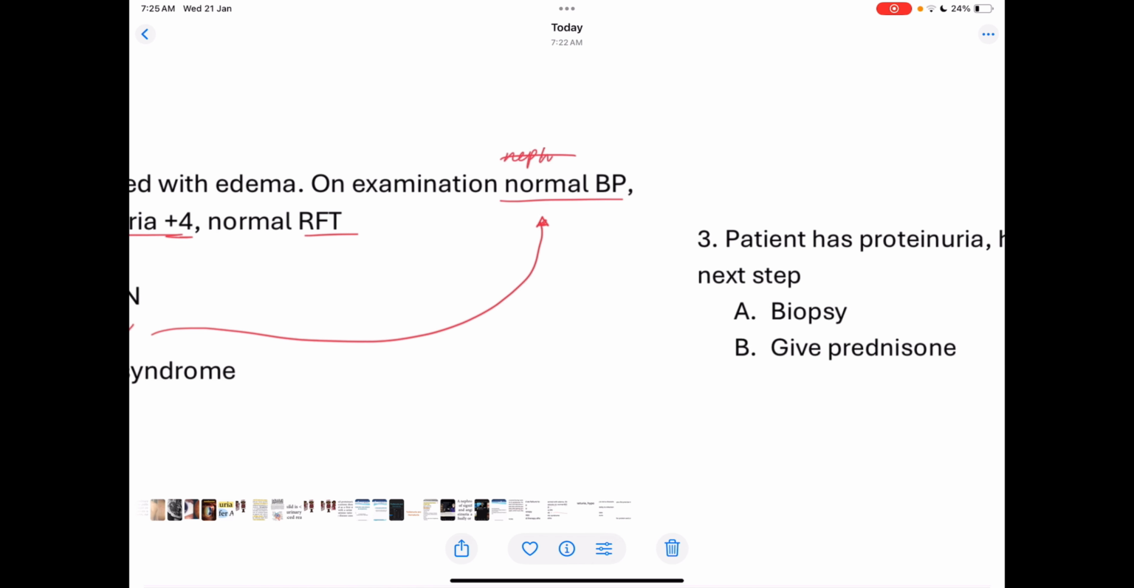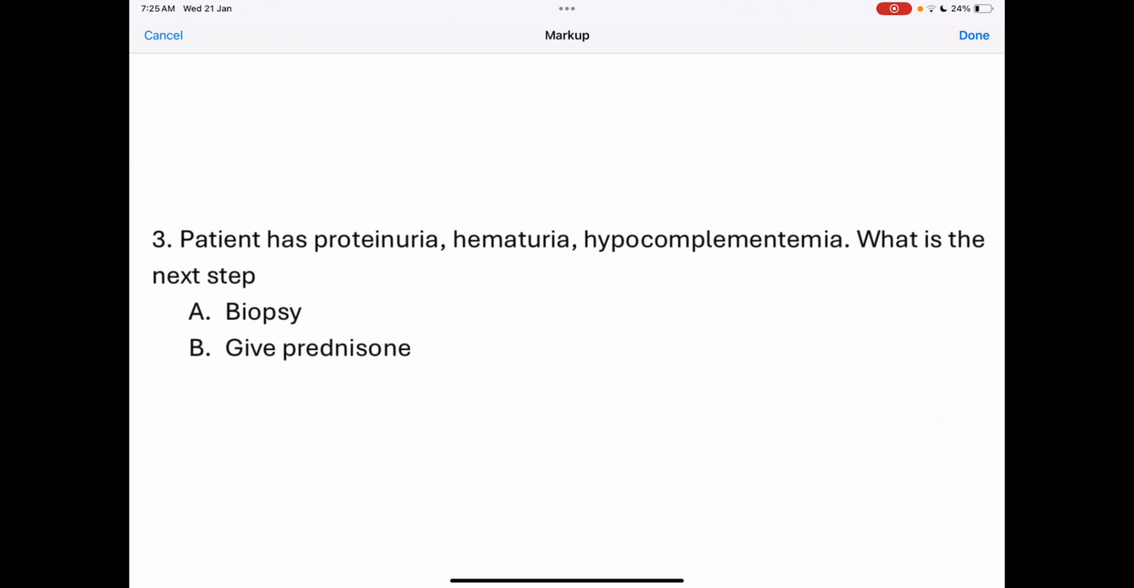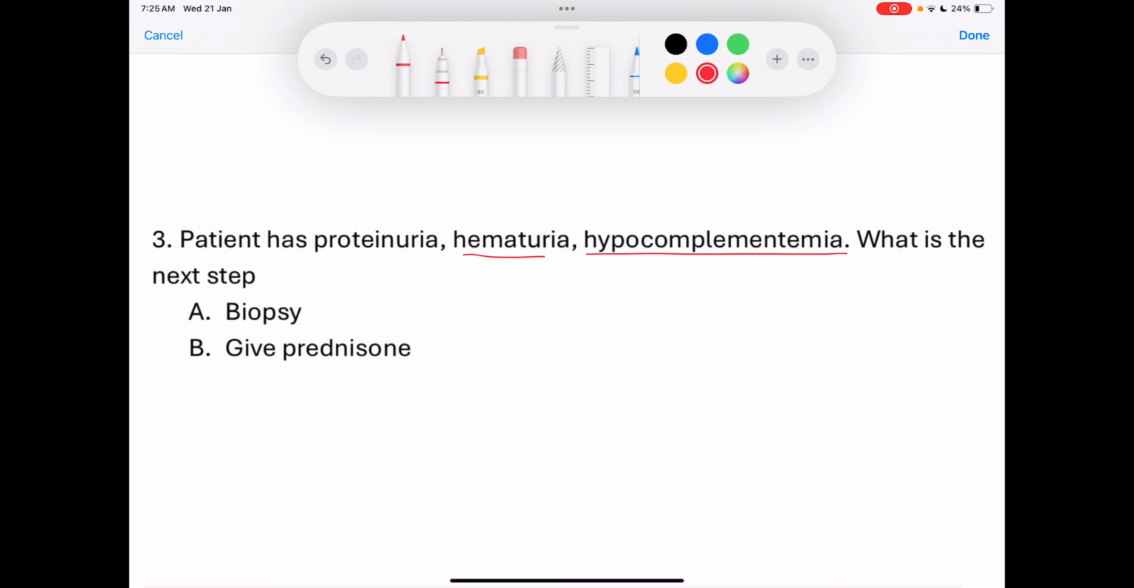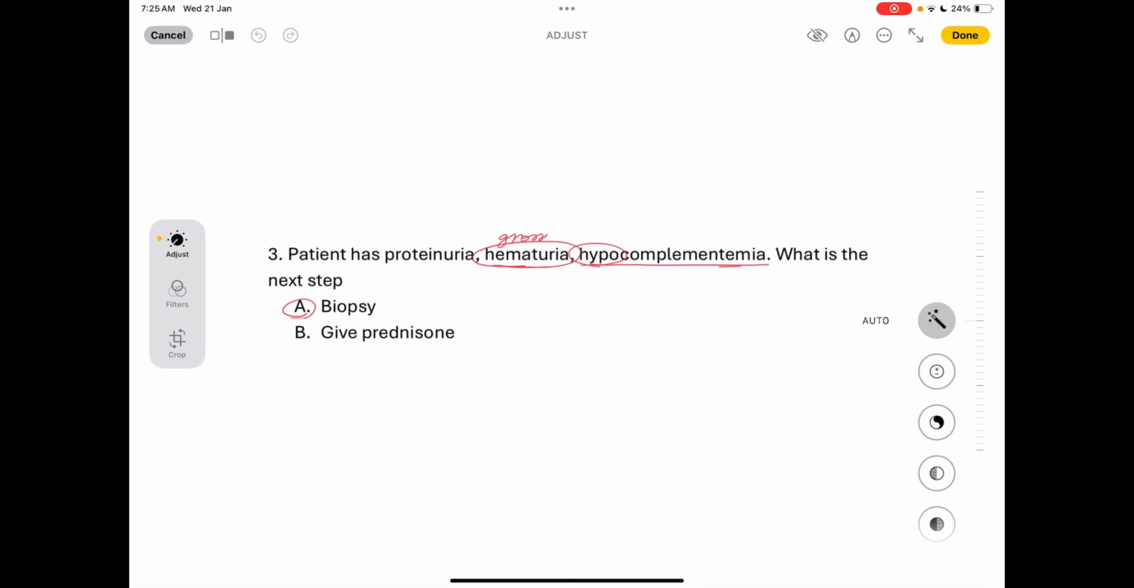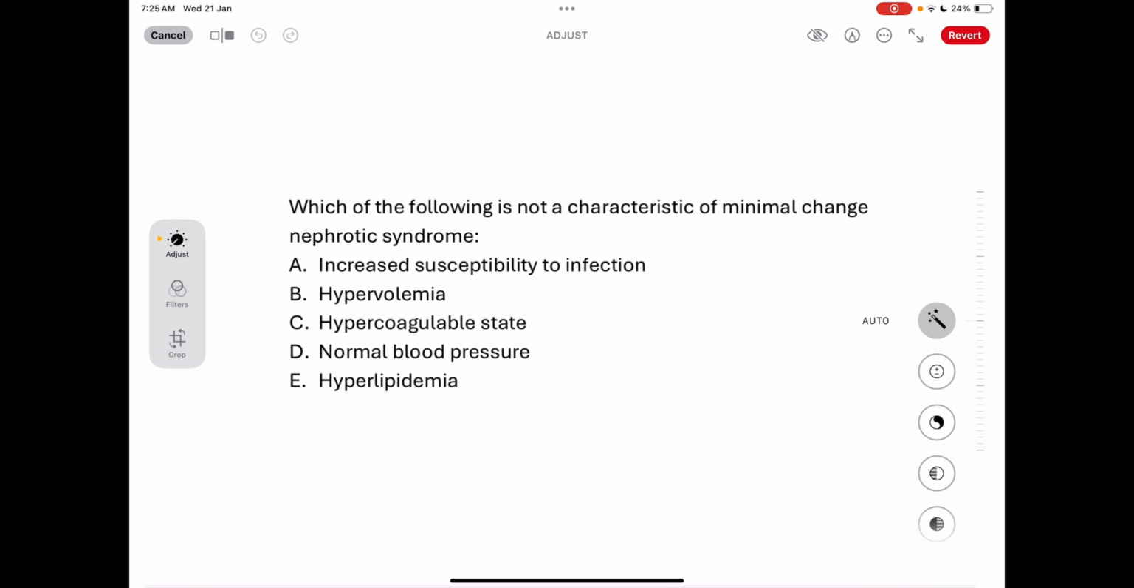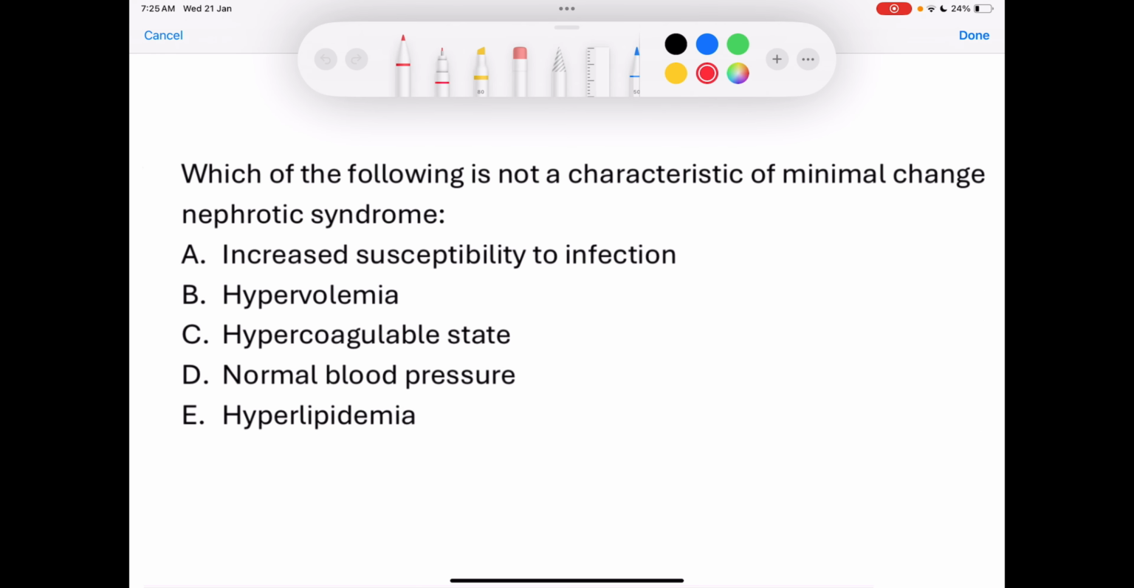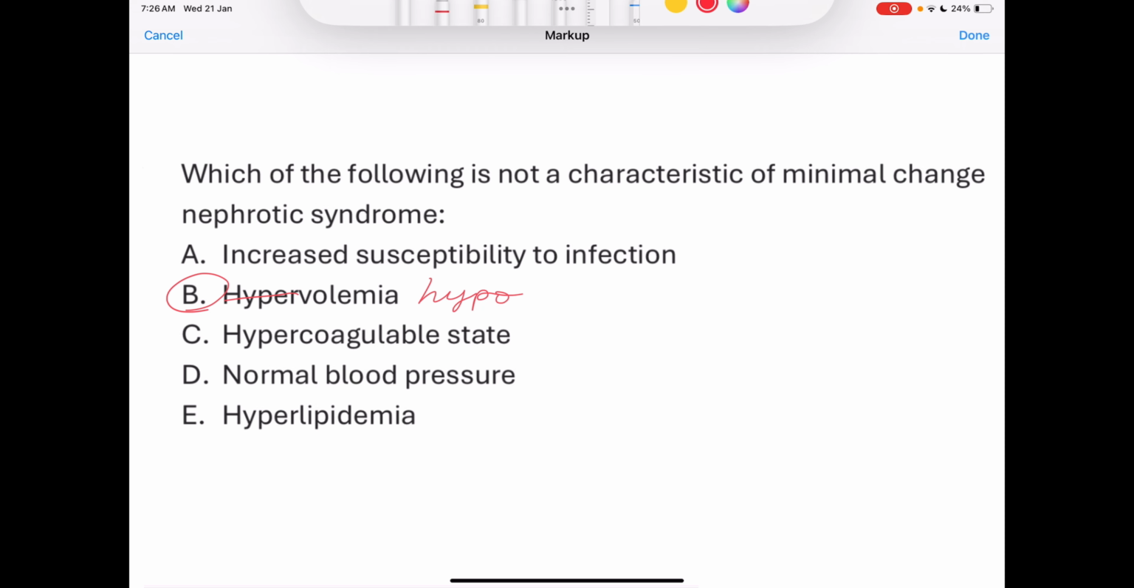Okay, باقي 3. A patient has proteinuria, hematuria, hypocomplementemia. What is your next step? قلنا الهايبوكومبلمنتيميا نسوي لهم على طول biopsy لأنه we're suspecting nephritis. Which of the following is not a characteristic of minimal change nephrotic syndrome? 3, 2, 1. Hypervolemia لأنه عندنا hypovolemia داخل السيرم لأن كل الفلويد راح للinterstitium.